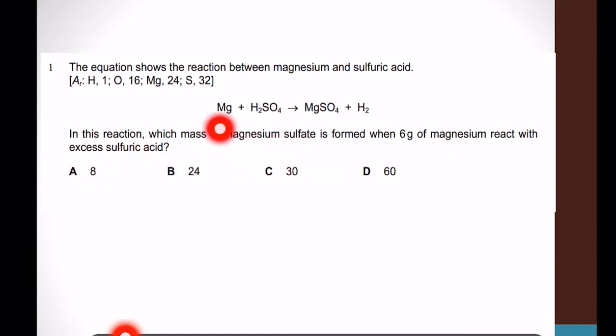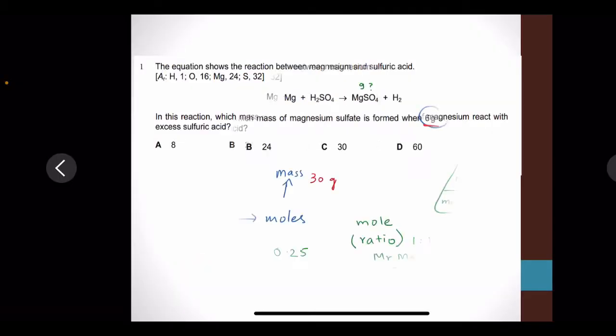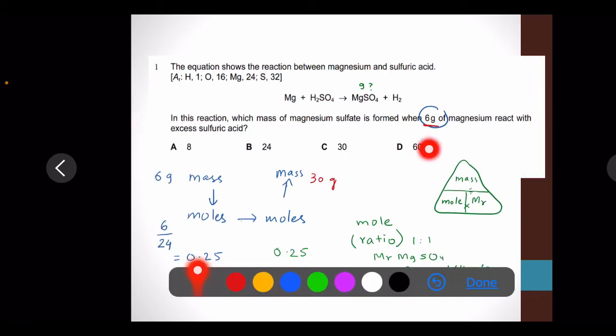So here they have given us the mass of magnesium and they are asking the mass of magnesium sulfate, which is a product. Here we are going to use the bridge which is called the mole bridge. Let's start. So 6 grams of reactant is given and we are going to find the mass of the product. We will use the formula: number of moles equals mass divided by molar mass.